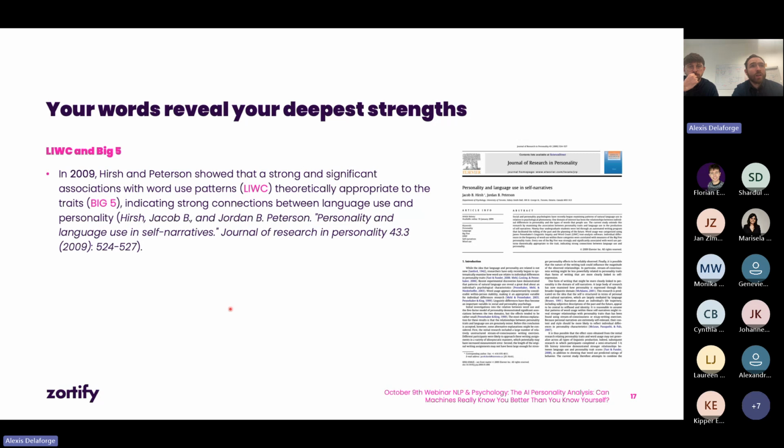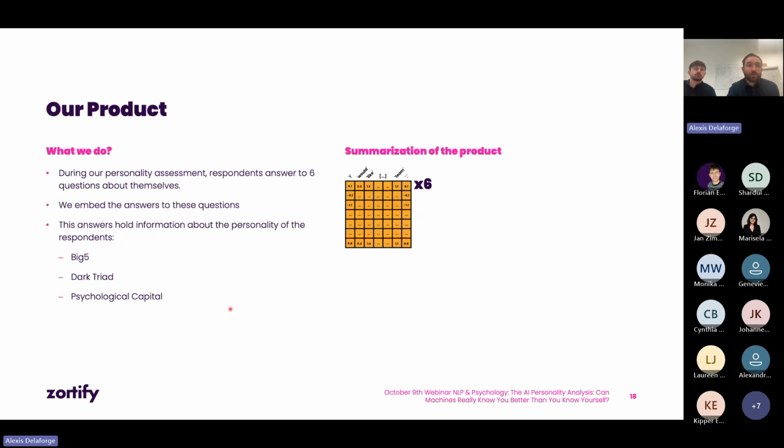What it means for our product is that now that AI is able to listen, we know that what AI is listening to contains information about the personality, about the Big Five, about the Dark Triad, about the psychological capital. So it means that we should be able to use AI to predict the personality.